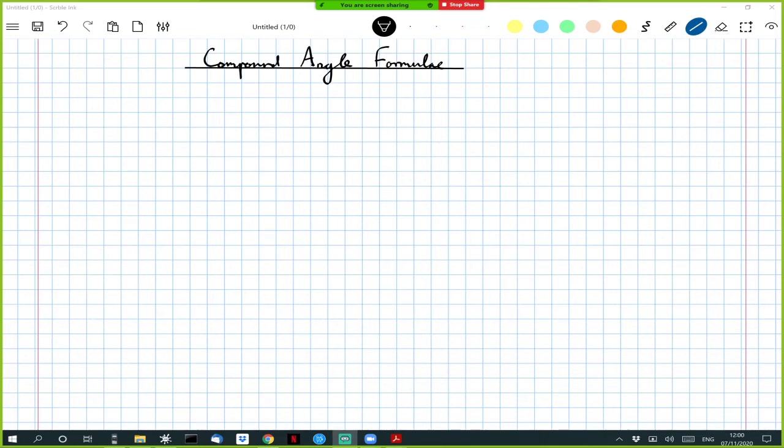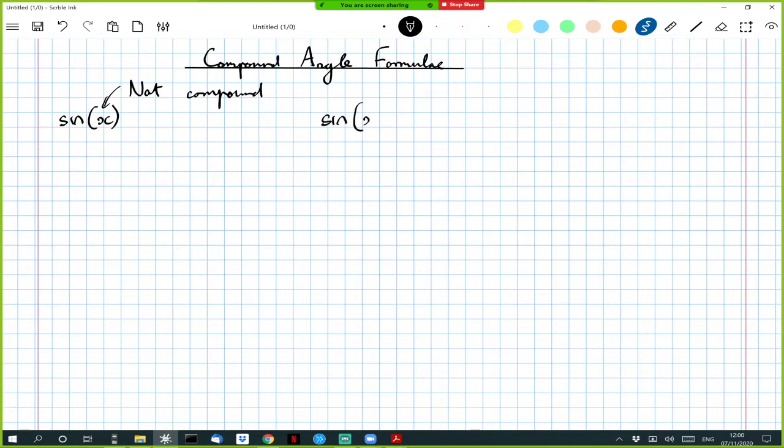So I think first it helps to state what a compound angle actually is. For example, sine x, the angle x isn't compound, it's not a compound expression. What makes it compound is if it's something just a bit more complicated than x. So for example, sine of x plus 90 would be compound because it's a linear expression, more complicated than just x.